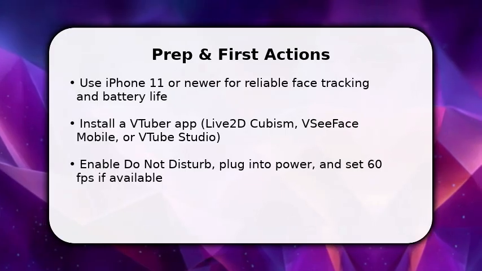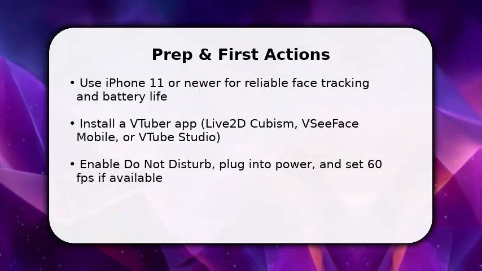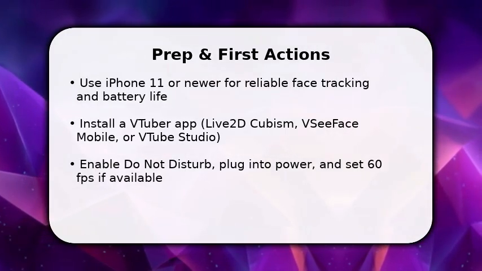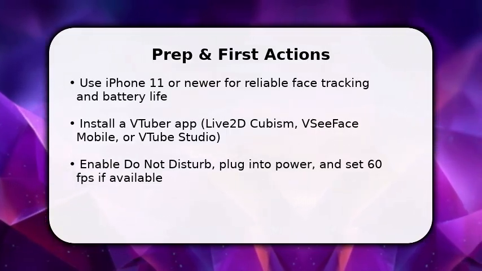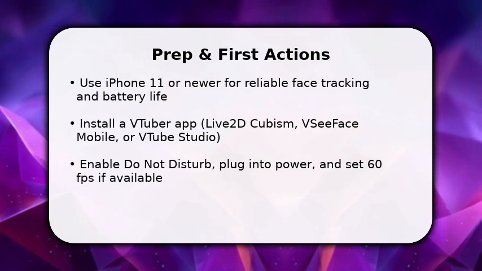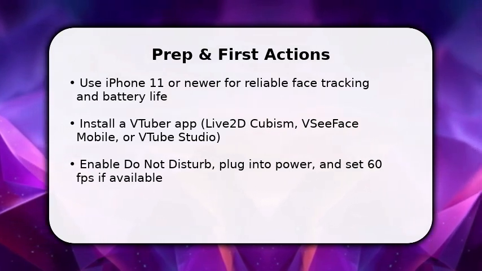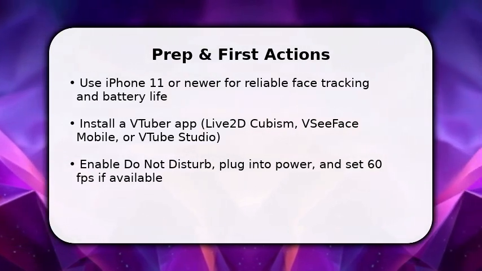Calibrate portrait orientation and set frame rate to 60 FPS if supported. Higher FPS gives smoother tracking. Once done, import your model file so you can see live motion immediately. You now focus on configuring the avatar and linking the phone to your streaming machine.